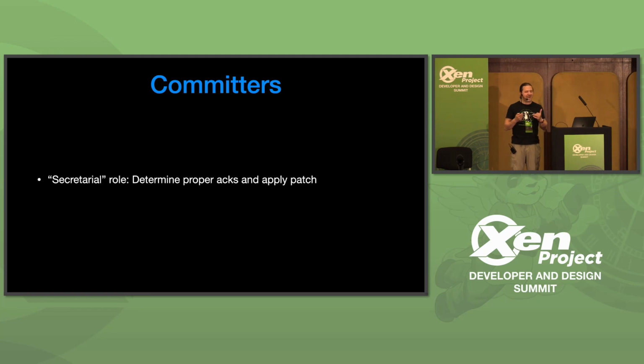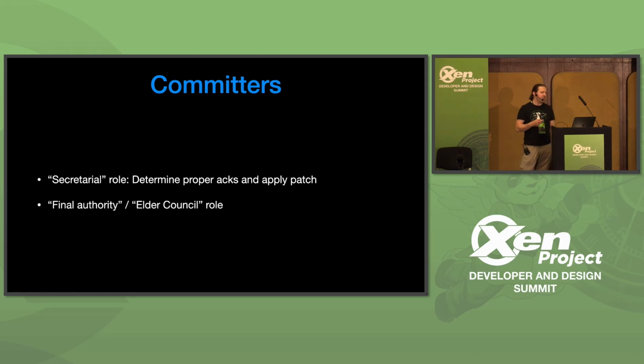We have the committers. Technically speaking, the committer is just a secretarial role. They actually just check the stuff into the tree. But because the committer implies a certain level of trust, we kind of use that to be the leadership team of the project. So they're kind of the final authority. If you have problems with the maintainers, then you can appeal to the committers, and they can overrule the maintainer if they want, or so on. We'll get to that more a bit later.